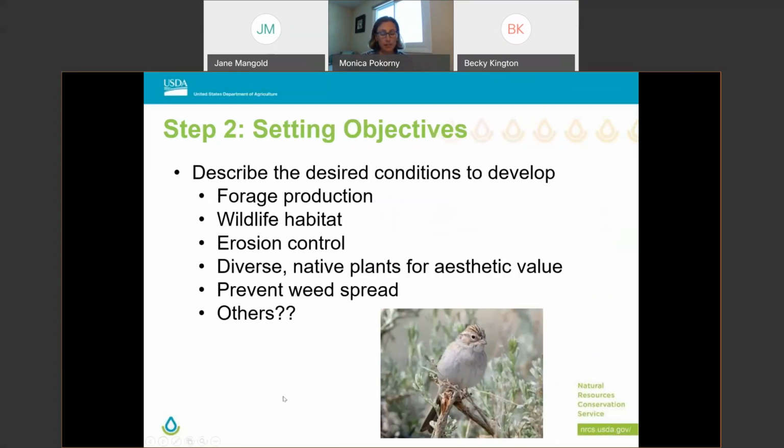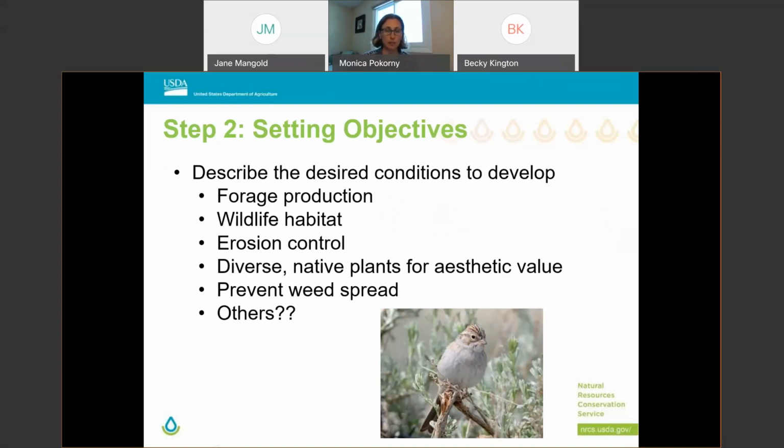The next step in our process is to set objectives. Now that you have done an inventory, you can know what your site's going to be capable of. So you can pick objectives that are going to be attainable.